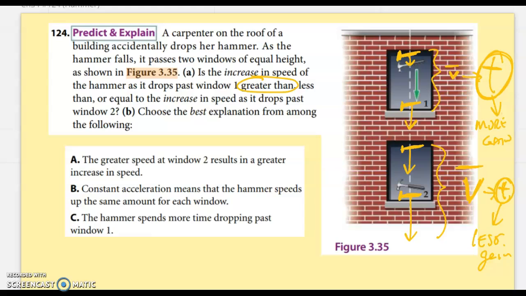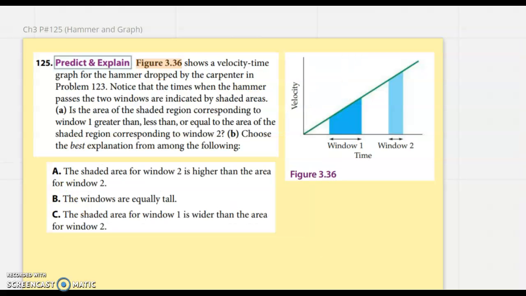Choose the best explanation. The greater speed at window 2 results in a greater increase in speed. No, I just tried to say that it didn't. Constant acceleration means the hammers have the same... Constant acceleration means every second will be the same, but the seconds aren't the same. And the hammer spends more time dropping past window 1. Bingo, that's the one. And the last one, 125, is also a pretty neat one. It goes along with that hammer.